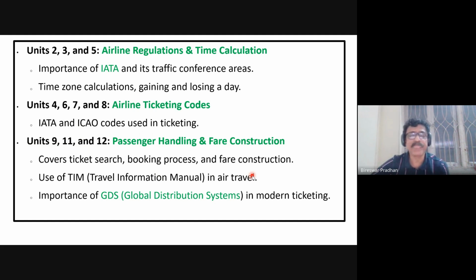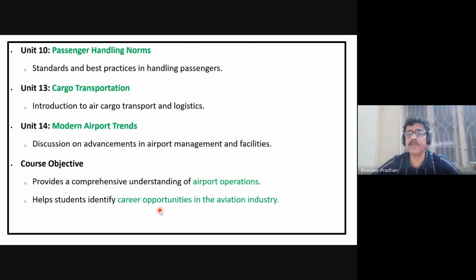After that, we use the TIM, that means the Travel Information Manual, in air travel, and the importance of the GDS, Global Distribution System, in modern ticketing. After that, unit 10 covers passenger handling norms: what norms are required for standardization. Unit 13 depends on cargo transportation, the introduction to air cargo transportation and logistics. Unit 14 covers modern airport trends and advancement in airport management and facilitation.